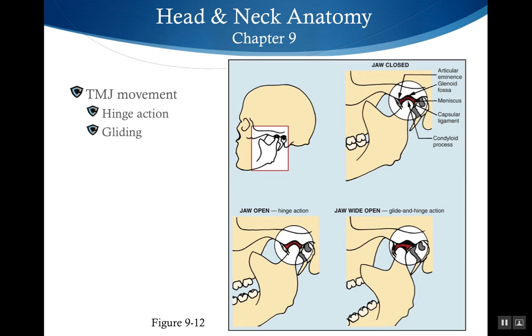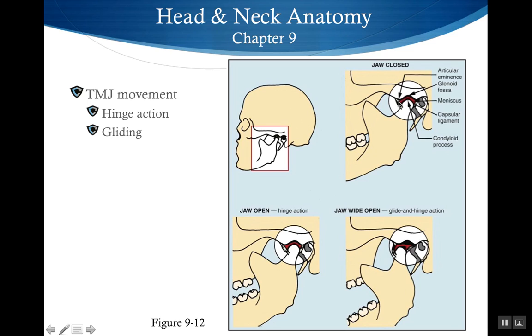So that's the hinge action. The gliding movement allows the jaw to shift from front to back and side to side. You can take just a second to do those motions: opening and closing, front to back, and side to side with your own jaw. That gliding movement involves both the upper and the lower portion of the joint. As we saw on the last slide, the articular space is divided into the upper and lower compartments by the articular disc.